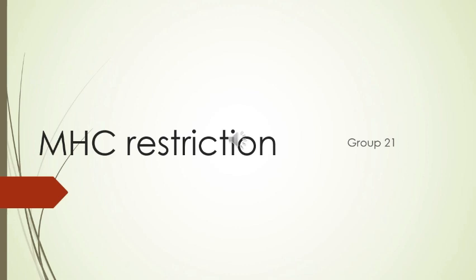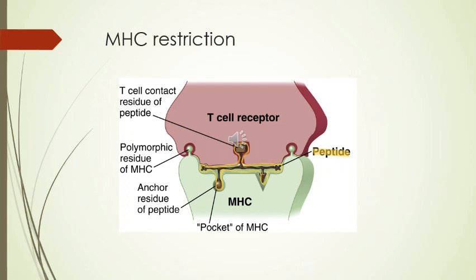We are going to explain MHC restriction. In simple words, MHC restriction means that a T cell can interact with the MHC and the peptide bound to it, but only recognize the antigen when it is bound to the correct type of MHC molecule.